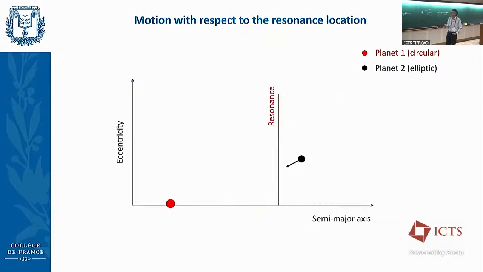So if we represent the planet like this, this is our planet on a circular orbit, and this is our planet on an eccentric orbit that we said is slightly outside of resonance, because the orbit does not close and the minimal approach configuration occurs before the alignment. Then, as we've seen, the force causes a net decrease of the eccentricity and a net decrease of the semi-major axis. So the orbit of the outer planet will tend to move in this direction, like this black arrow, decreasing the eccentricity and decreasing the semi-major axis.